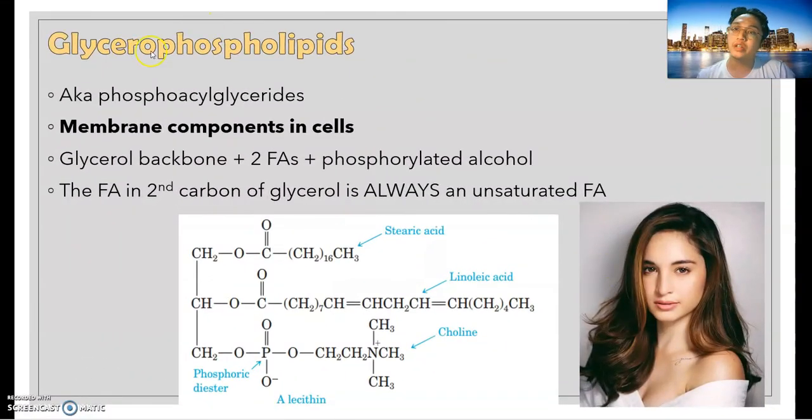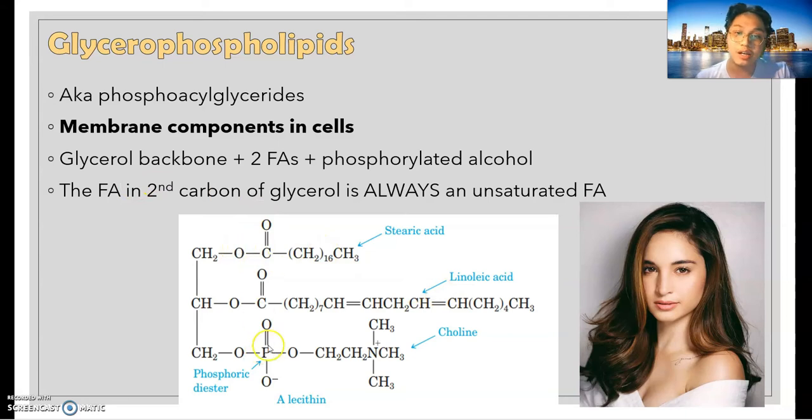Your glycerophospholipids are also known as phosphoacyl glycerols. The main function of this is as a component of your cell membranes. A glycerophospholipid is a glycerol backbone, a phosphate group, and a lipid which has two fatty acids. In this case, the fatty acid in the second or middle position, the one at the OH, is always unsaturated, with a double bond.